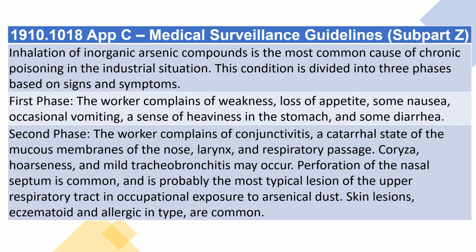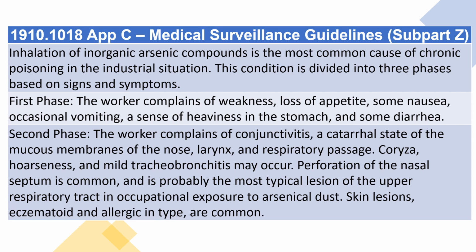Inhalation of inorganic arsenic compounds is the most common cause of chronic poisoning in the industrial situation. This condition is divided into 3 phases based on signs and symptoms. First phase. The worker complains of weakness, loss of appetite, some nausea, occasional vomiting, a sense of heaviness in the stomach, and some diarrhea. Second phase. The worker complains of conjunctivitis, a catarrhal state of the mucous membranes of the nose, larynx, and respiratory passage. Coryza, hoarseness, and mild tracheobronchitis may occur. Perforation of the nasal septum is common, and is probably the most typical lesion of the upper respiratory tract in occupational exposure to arsenical dust.